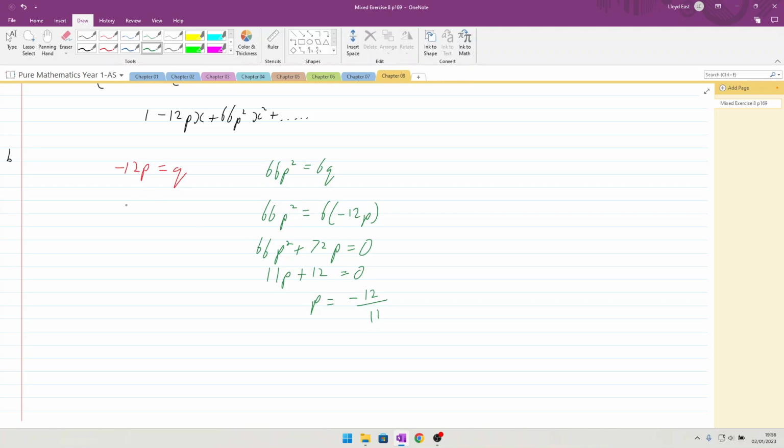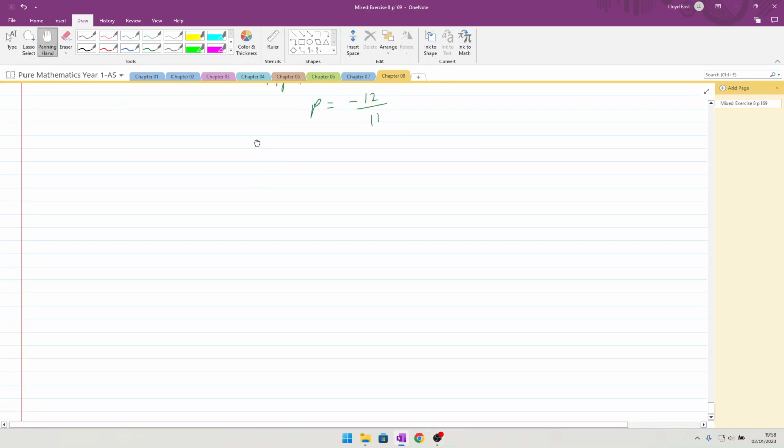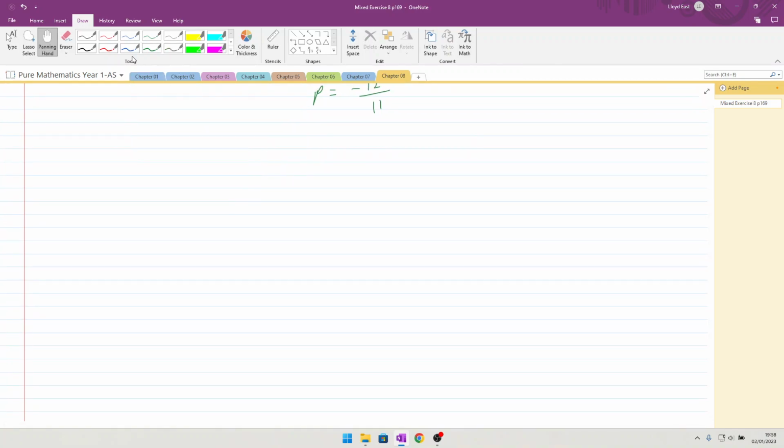With that in mind, we can substitute it in up here, and we can say minus 12 times minus 12 over 11 equals q. So that's going to be 144 over 11 equals q, which is the final answer. No cancelling. On with question 21 then, almost at the end of this exercise.